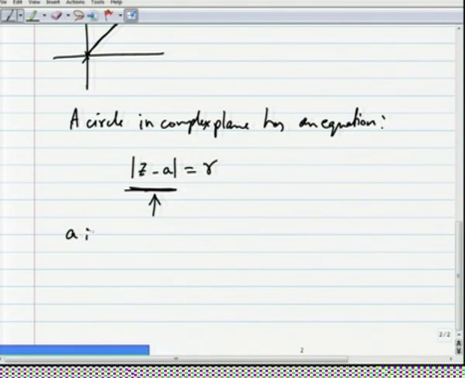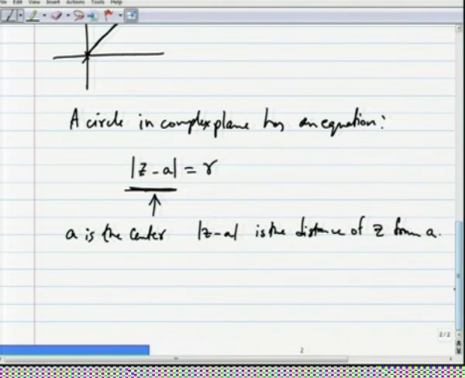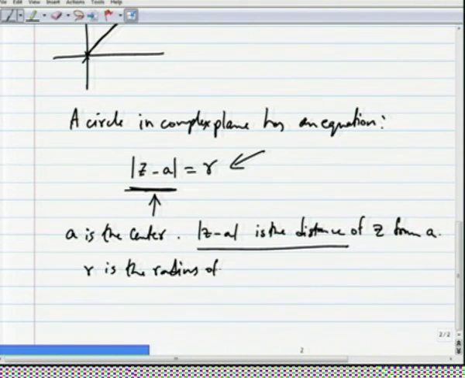Okay, a is the center, and modulus of z minus a is the distance of a varying point z from the fixed point a. And this equation is telling you that this distance has to be constant r. Okay. So, r is the radius of the circle.